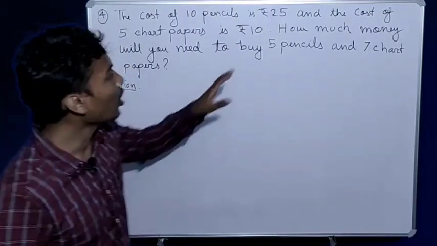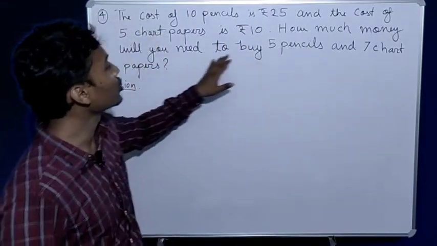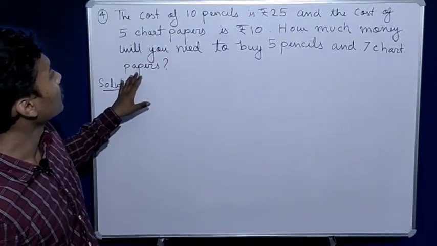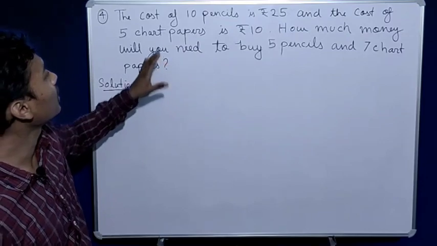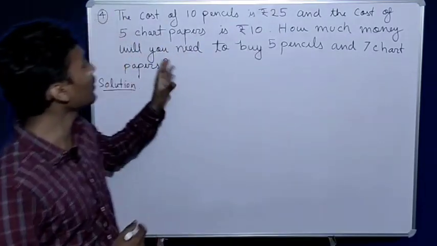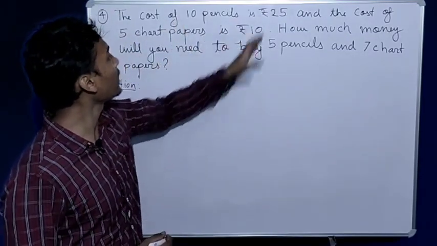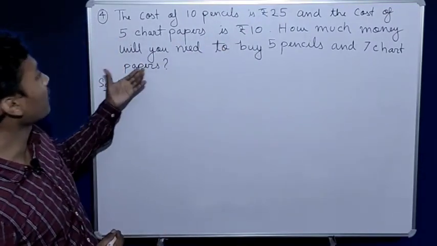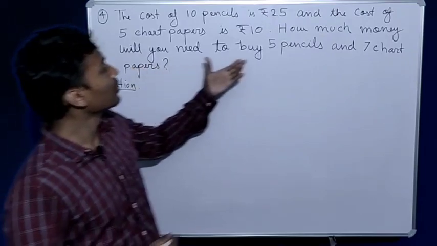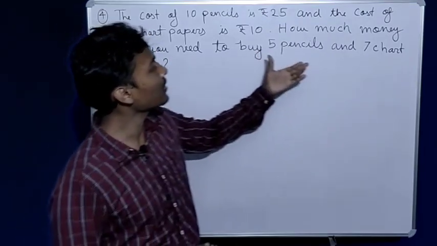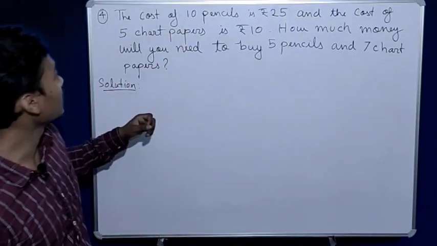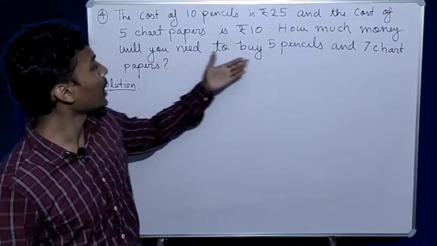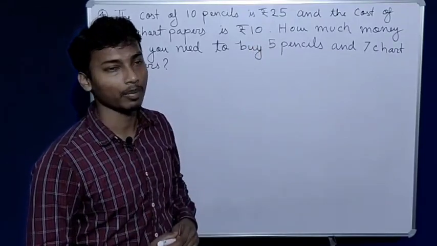The cost of 10 pencils is rupees 25 and the cost of 5 chart papers is rupees 10. How much money will you need to buy 5 pencils and 7 chart papers? Now here in this question, there are two different quantities given. One is pencils and its value, and the other is chart papers and its value. And finally they have asked the cost of 5 pencils and 7 chart papers combined together.